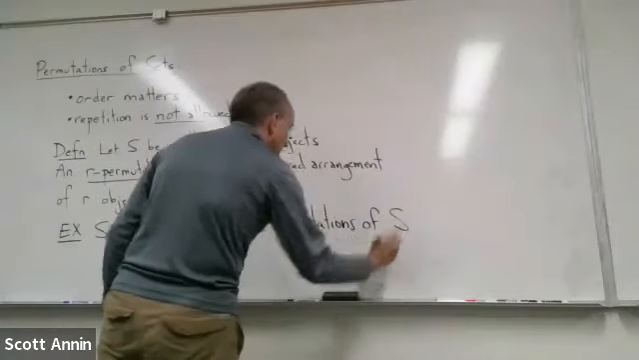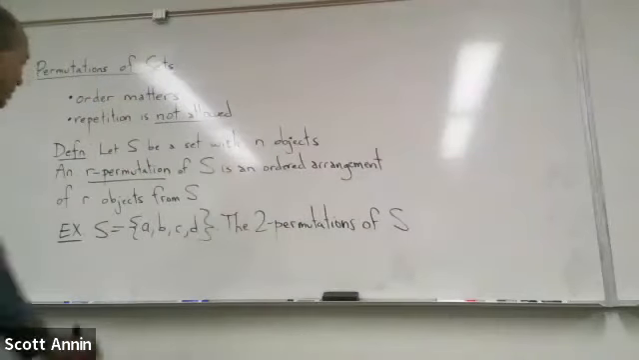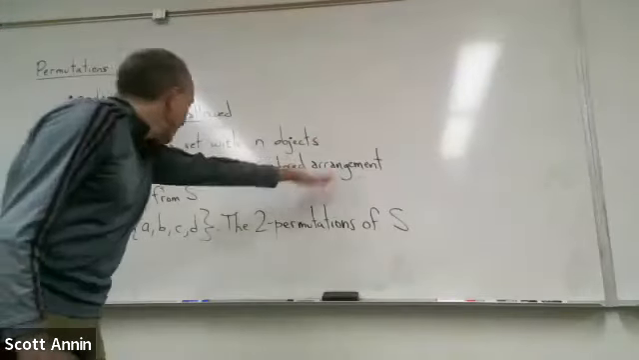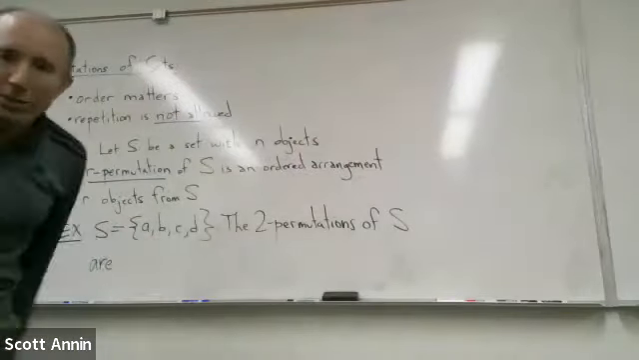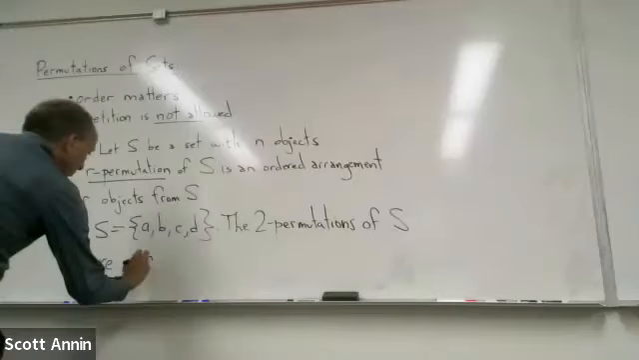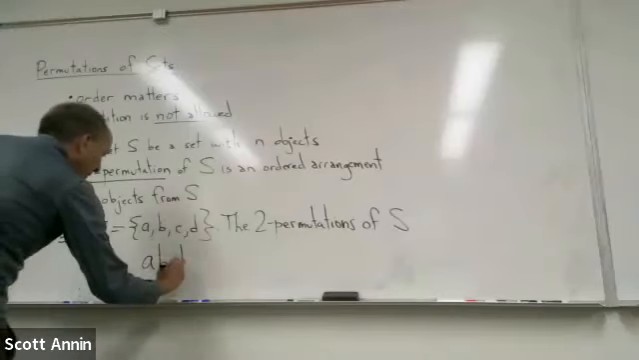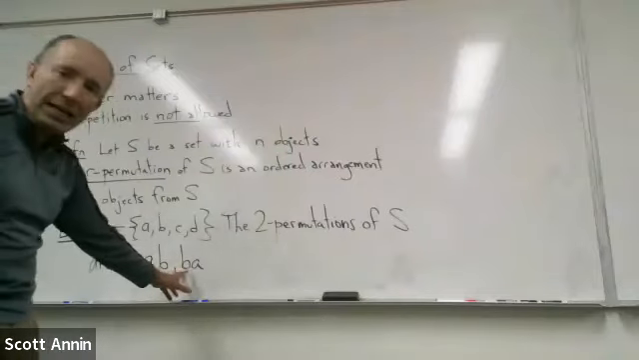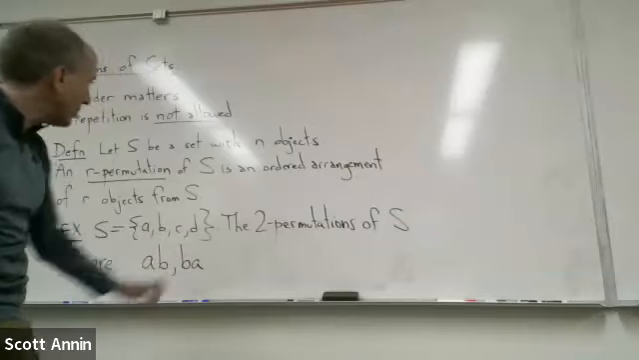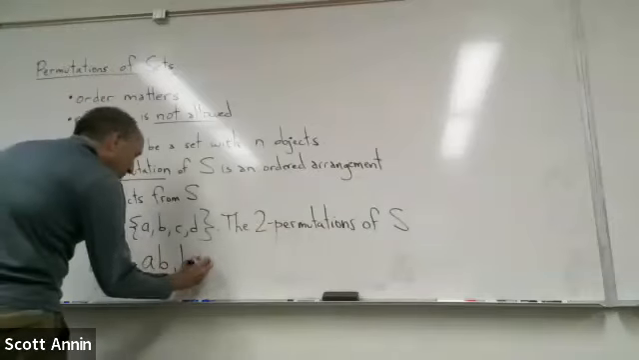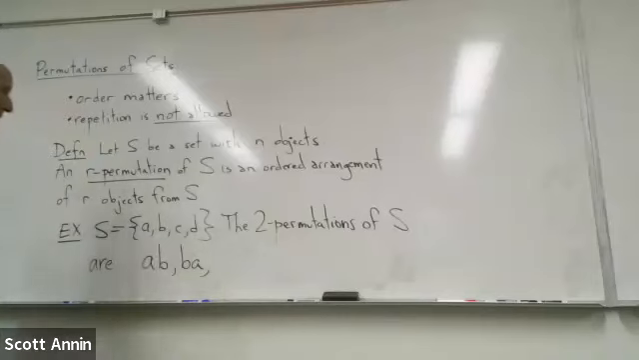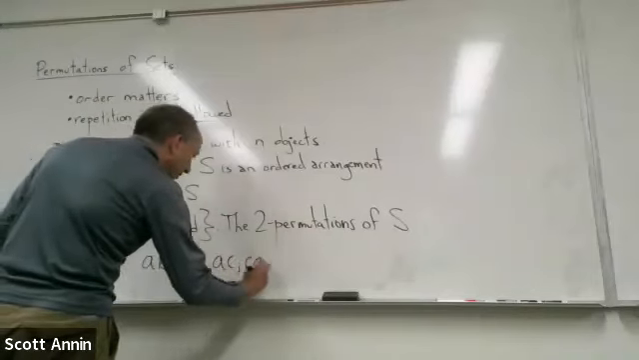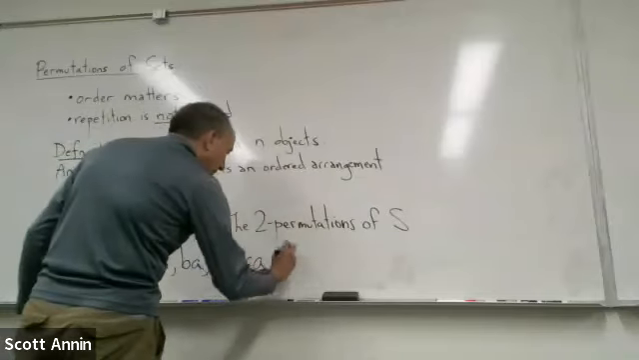The 2 permutations of S are, what's the definition again? This is ordered arrangements of 2 of these elements of S. So because they are ordered, I have to imagine, say, choosing A and then B is different from choosing B and then A. So when I write it out as an arrangement, I want to keep those distinct from one another. Okay. And then I, of course, do the same thing with A and C, C and A and D, D and A.